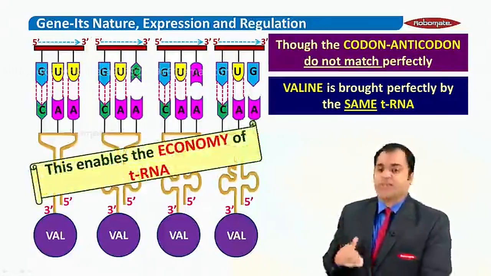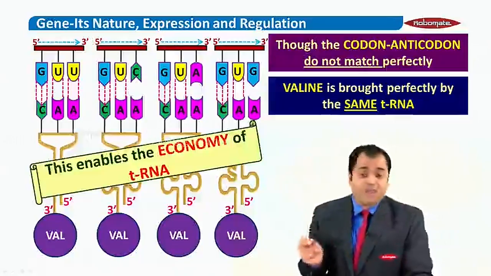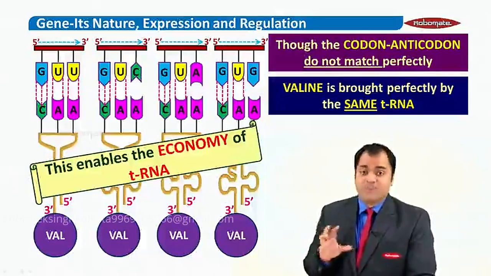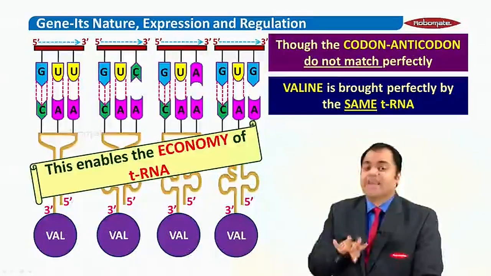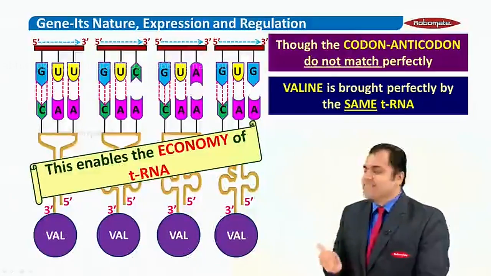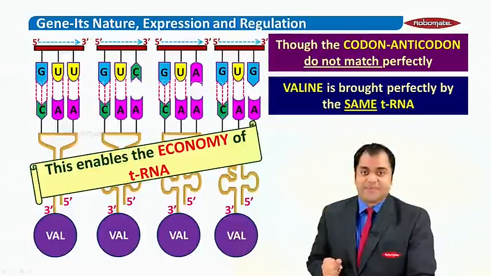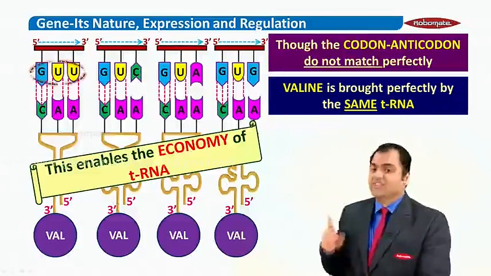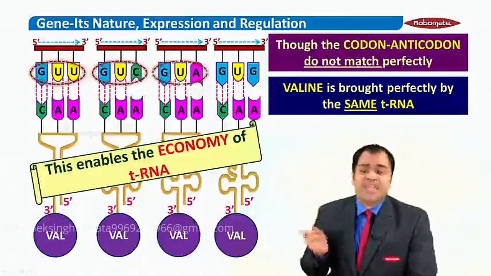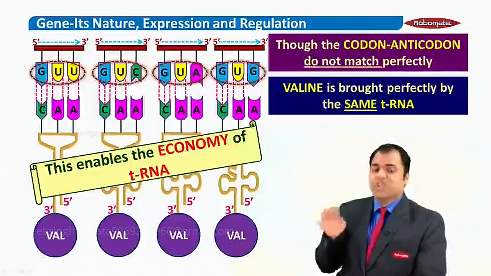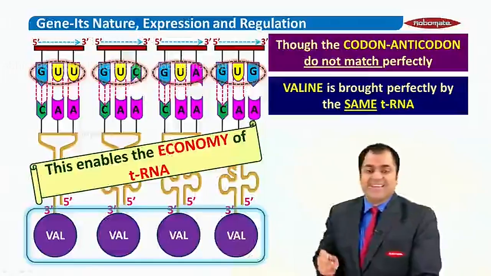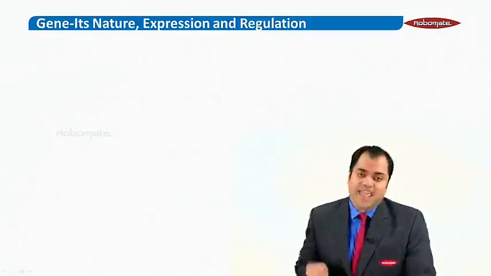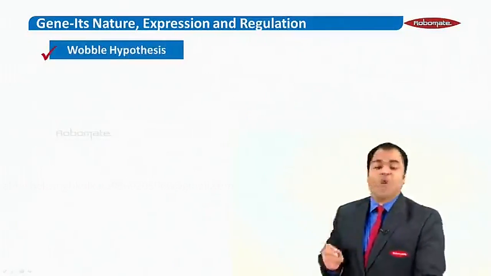This helps enable economy of tRNA, which means we can save on the tRNAs. We can have that same tRNA bind at four different positions, bringing the same amino acid every time. As in this case, you see that GUU, GUC, GUA, and GUG all four code for the same amino acid, which is valine.